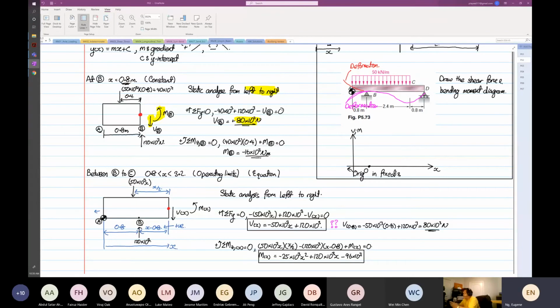Now if we do the bending moment, how do we know that this is correct? So this is equal to minus 25 times 10 to the power 3 multiplied by 0.8 squared plus 120 times 10 to the power 3 multiplied by 0.8, minus 96 times 10 to the power 3. So this will be equal to minus 25 times 10^3 times 0.8 times 0.8 plus 120 times 10^3 times 0.8 minus 96 times 10^3, which is equal to minus 16 times 10 to the power 3 Newton meter. That is how we know it's correct.